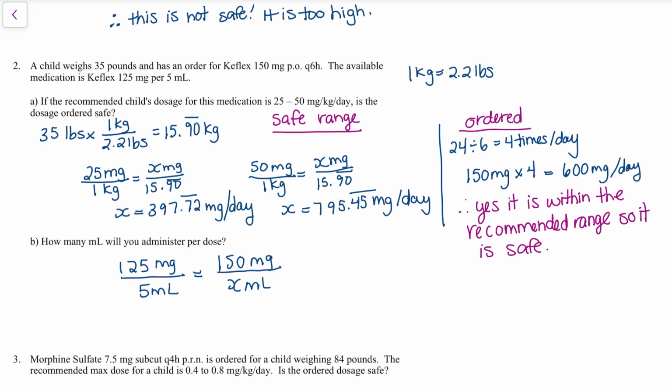I'm going to cross multiply. I get 125x equals 150 times 5. Then I'm going to divide by 125, and I get 6 milliliters per dose.